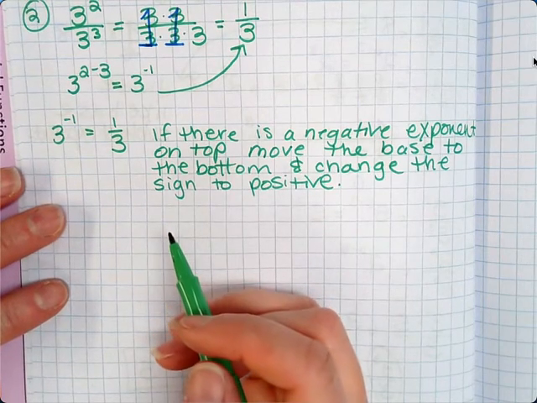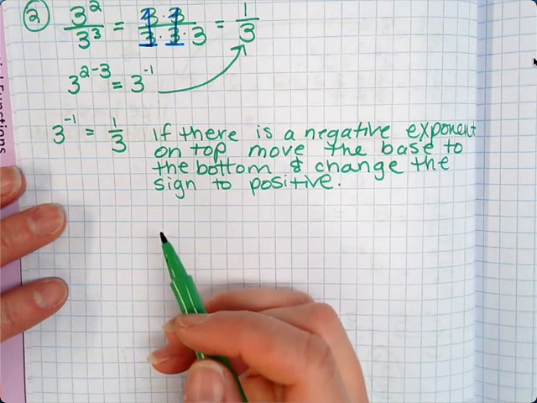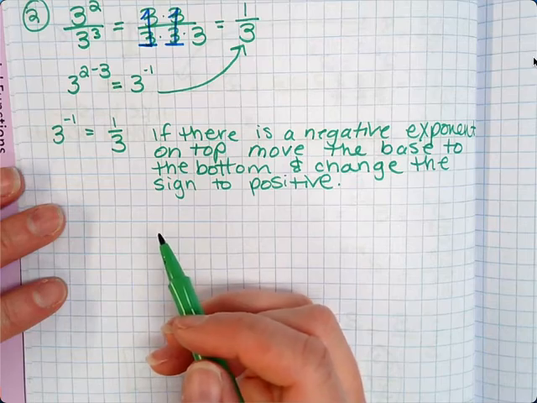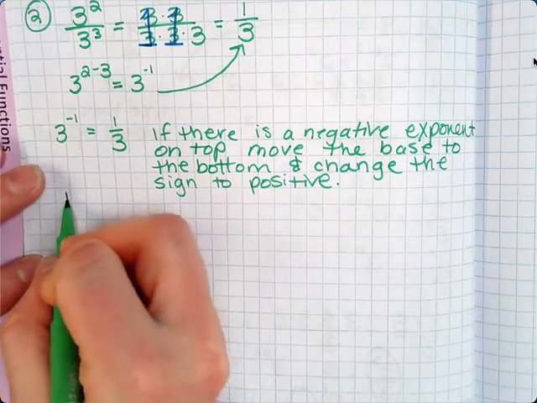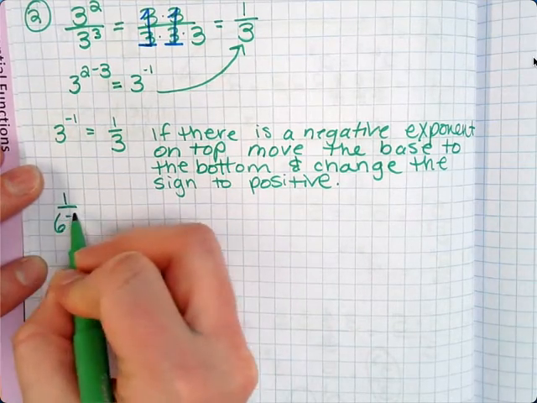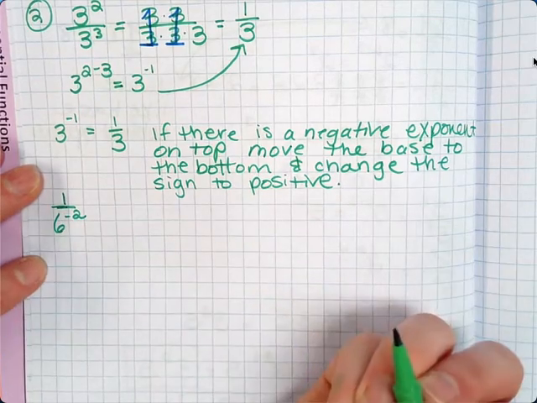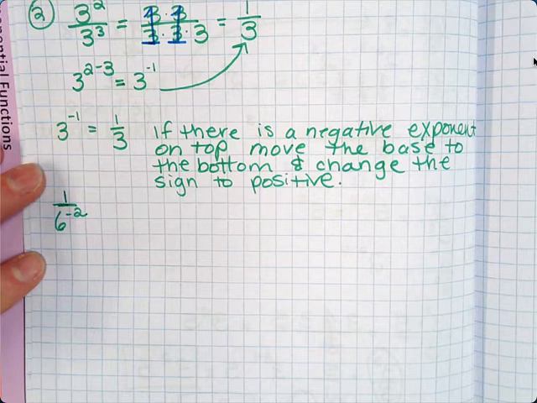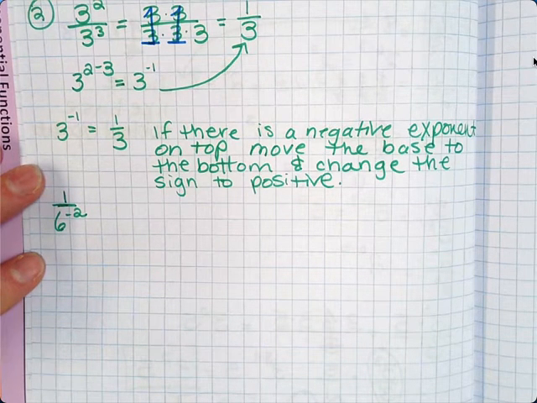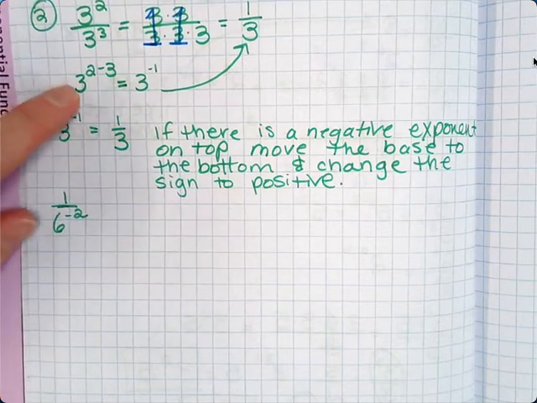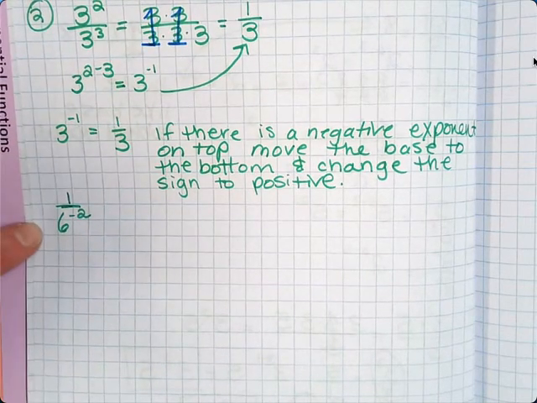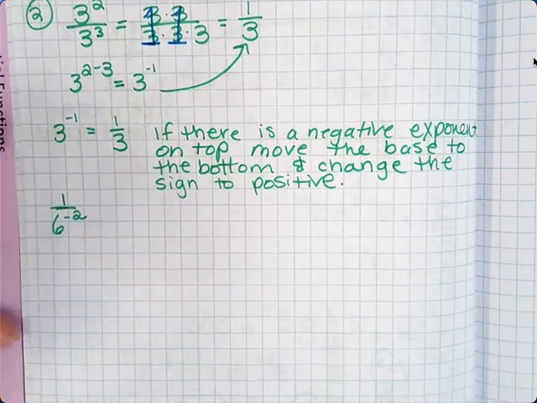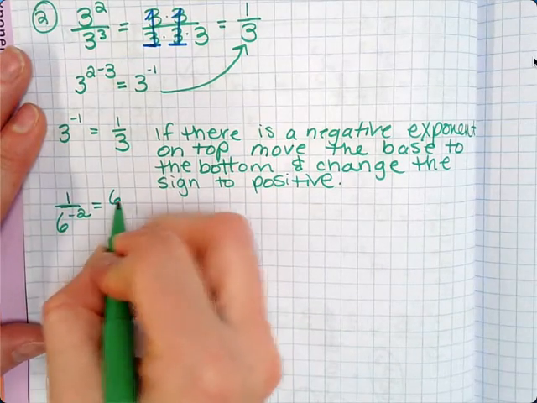So, did y'all get that rule down? So writing it. So what if we have 1 over 6 to the negative 2? What if the negative exponent's in the bottom? What do you think we do? If it's on top, we take it to the bottom. So if it's on bottom, where would we take it? To the top. Yep. So this would be 6 squared.